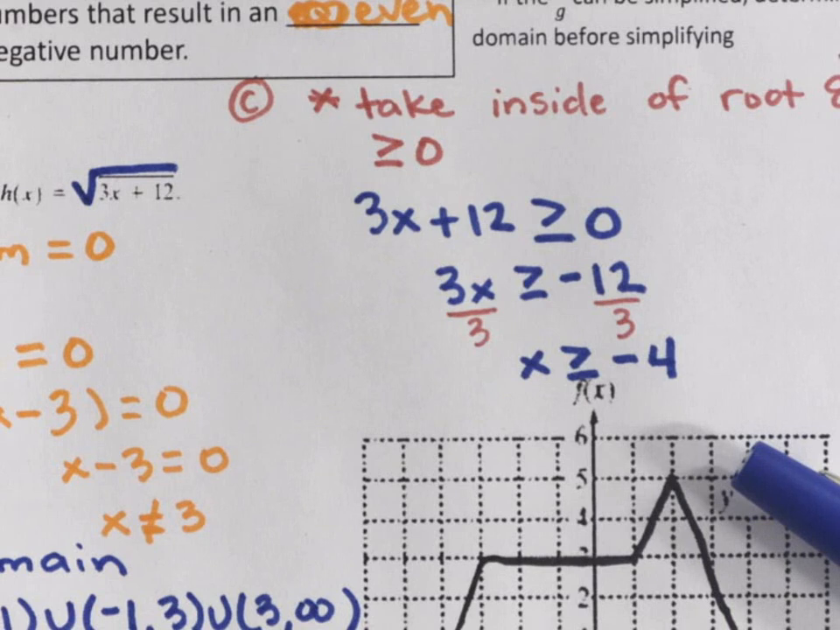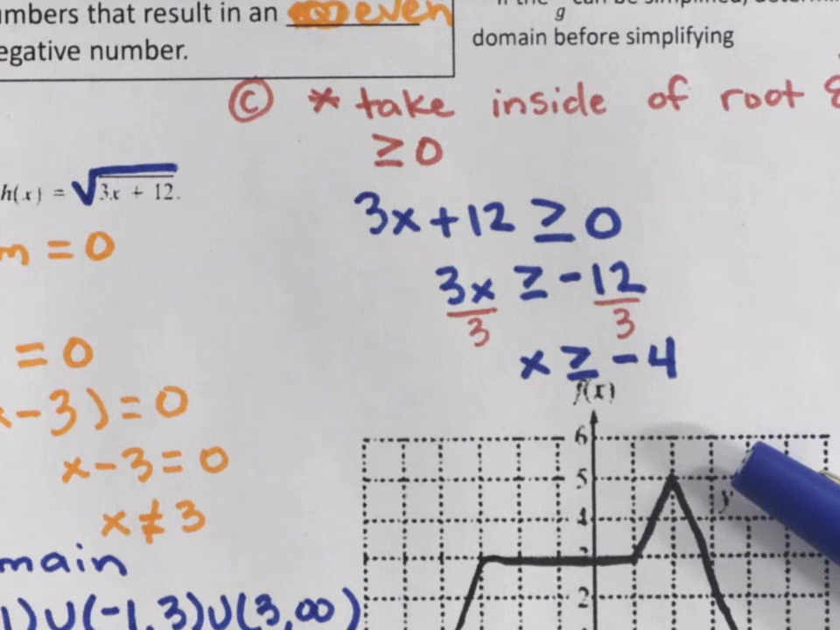Give me another number in this that satisfies this inequality. What about 0? And I'm just thinking numbers that we can do simple math on. Can x be 0? Yes. Because 0 is greater than or equal to -4. 3 times 0 is 0 plus 12. Can I do the square root of just 12? Yeah, so that will work.